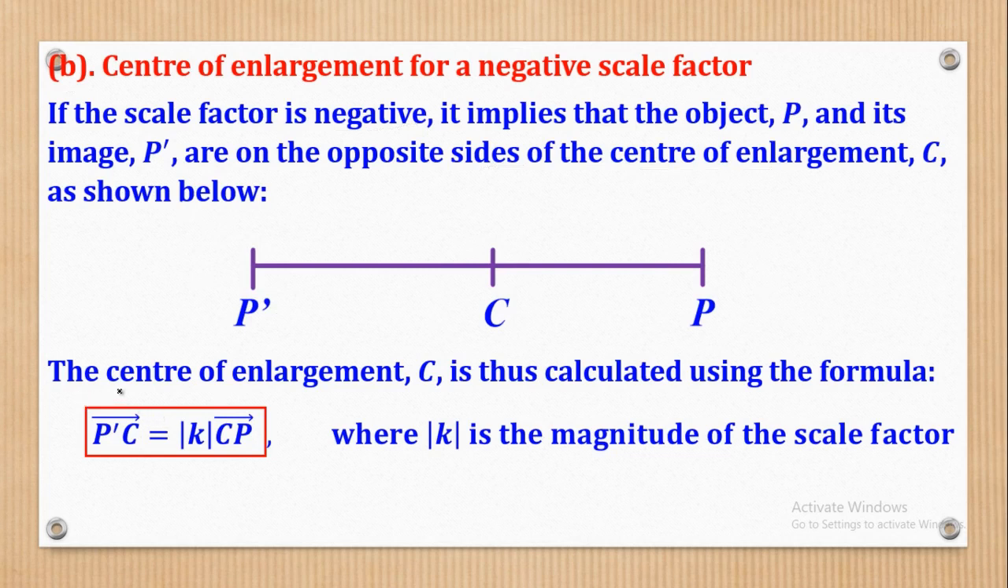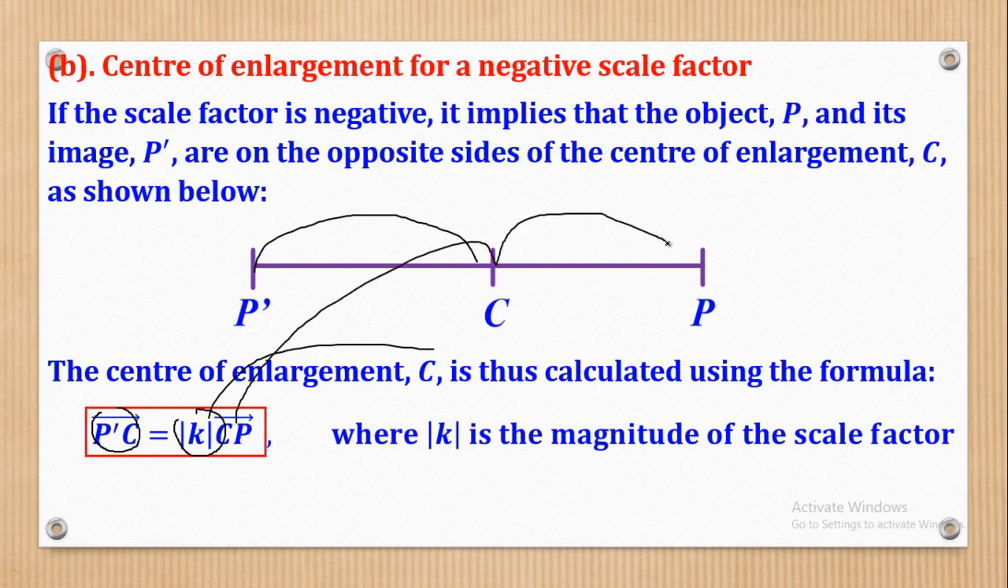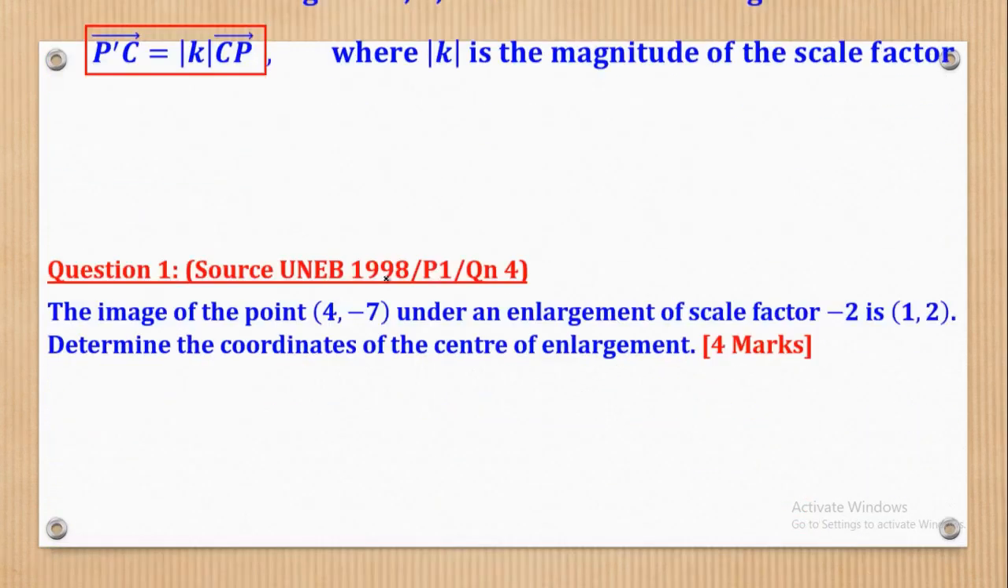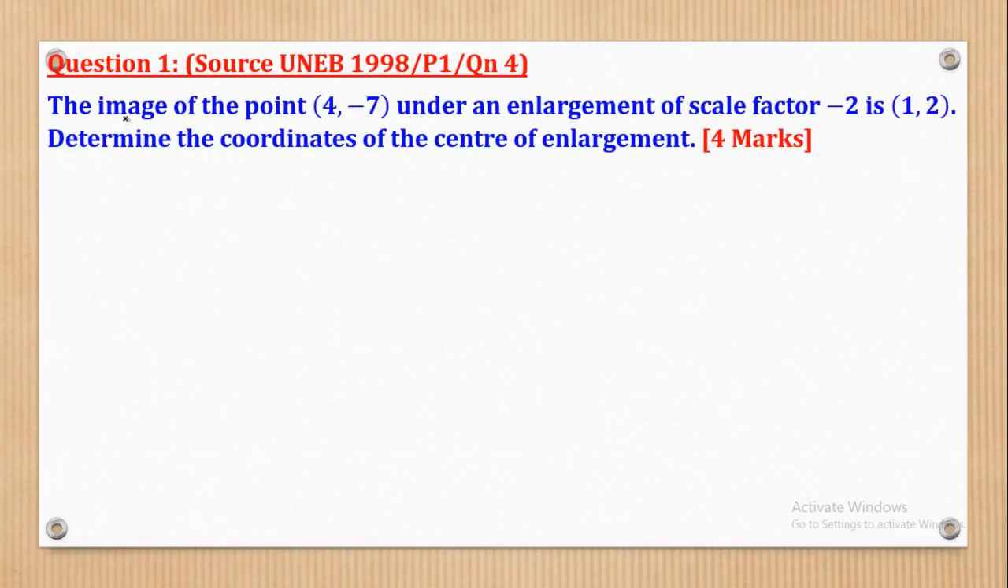So what we do, which is that enlargement, the center of C can be calculated using the formula that P prime from here to here is equal to the scale factor, but the scale factor will be magnitude. Magnitude of the scale factor from here to here. Magnitude means that the negative is ignored.